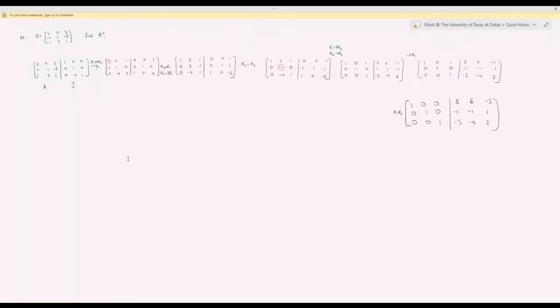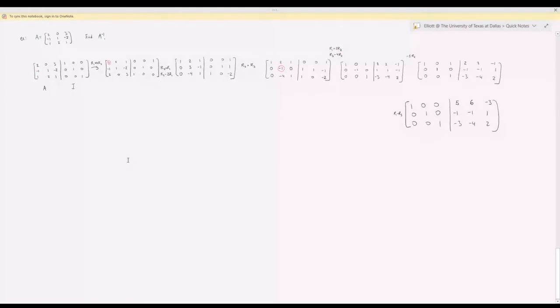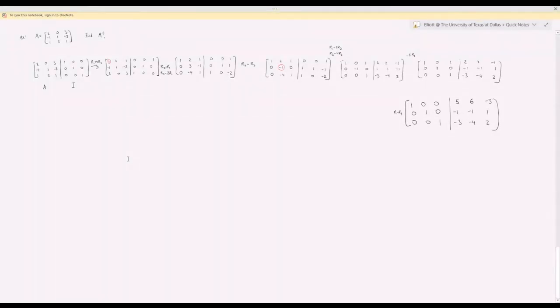So what I'm going to do right now with this example is get the elementary matrices corresponding to all of the row operations that we've just performed. So just going in order, the first row operation that we did was row 1 swap with row 3.